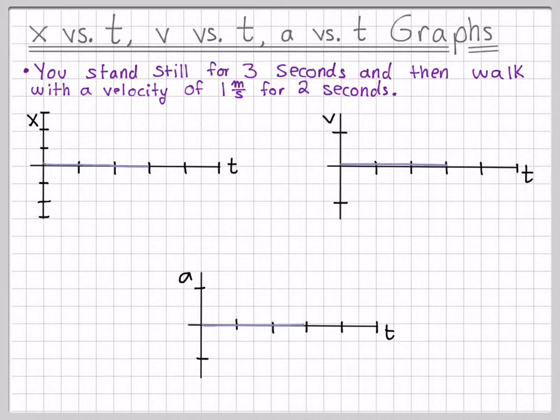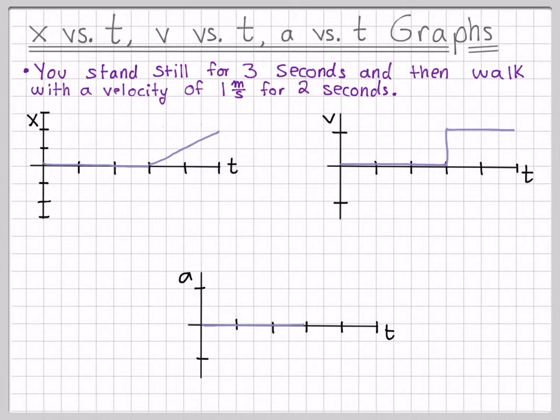Now we know that from 3 to 5 seconds we will be traveling at a velocity of 1 meter per second. And if we are traveling at this velocity of 1 meter per second, we know that after half a second we will have traveled half a meter. After 1 second we will have traveled 1 meter. And after 2 seconds we would have traveled 2 meters. So our position versus time graph will look like this.